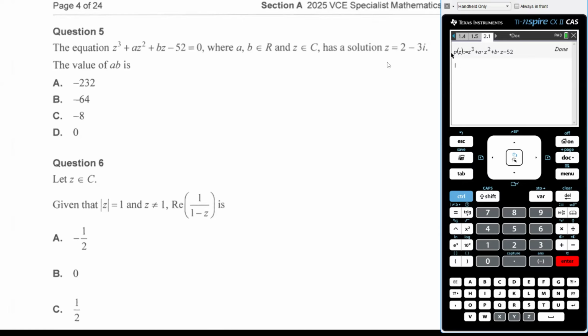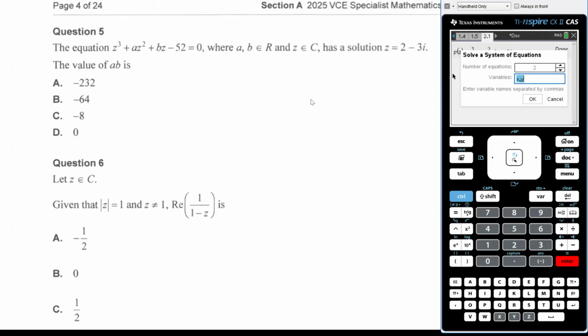Notice, because z is a complex number, eventually the whole thing will be a complex number expression. We have a real part and an imaginary part, but I don't have to explicitly write them out. I just need to solve a simultaneous equation. How many equations do I need? Actually, if we substitute 2 minus 3i into the left-hand side and equate to 0, we can get 2 equations. What I want to find is a times b.